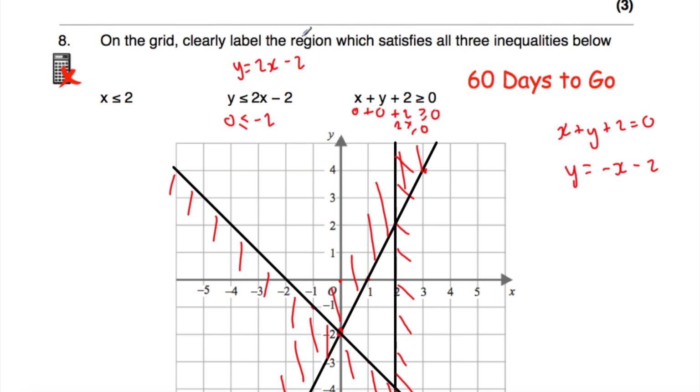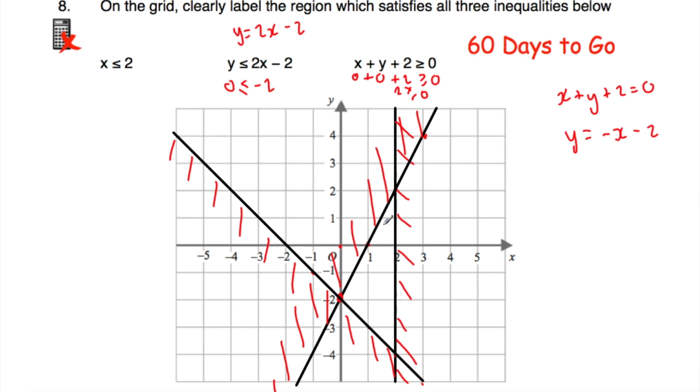So the question says clearly label the region. If it said to shade the region in, I would shade that region in. If it says to label it, I'll probably just label it with an R, just to show that's the region, and that's it. Okay, let's have a look at question number 9.